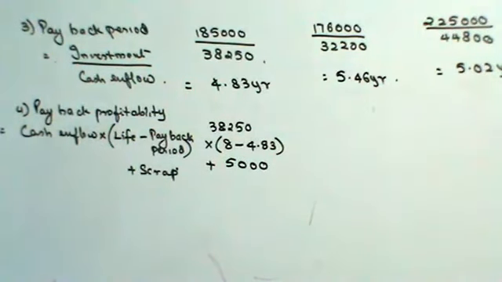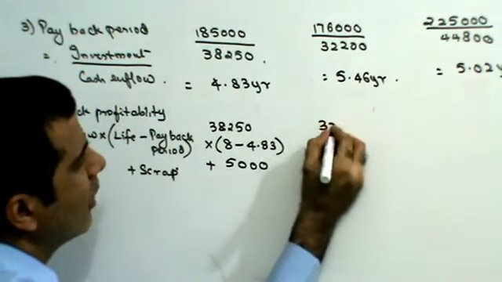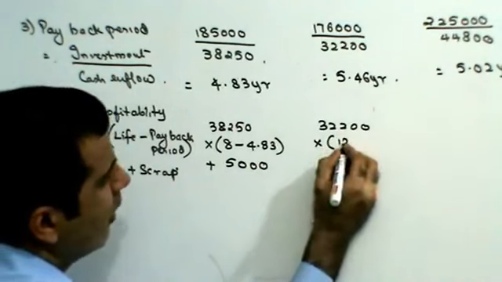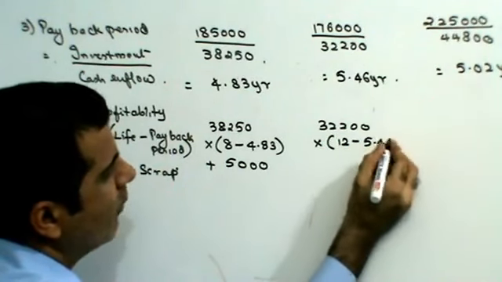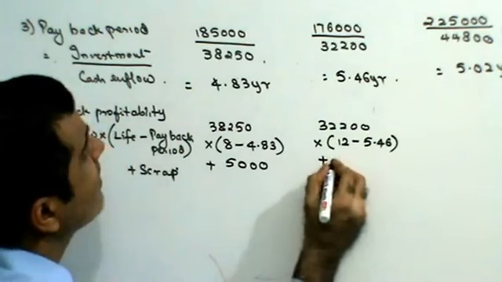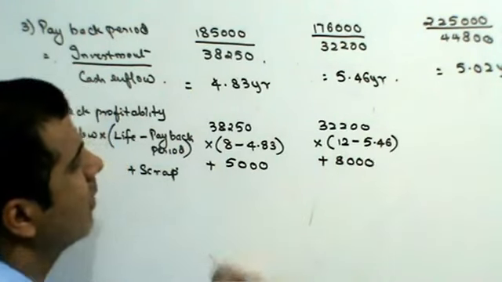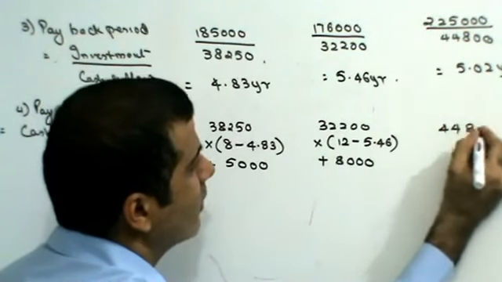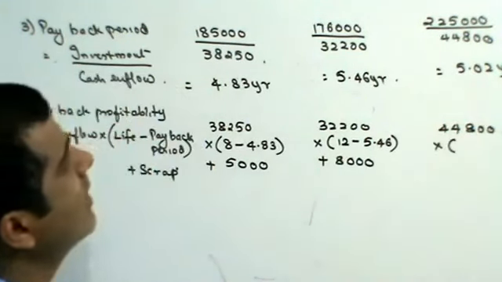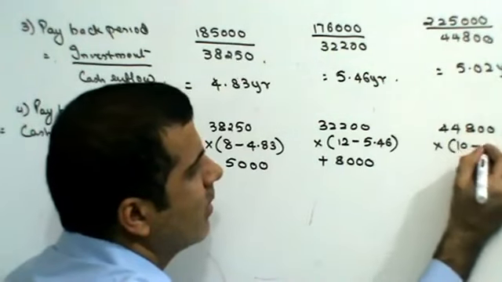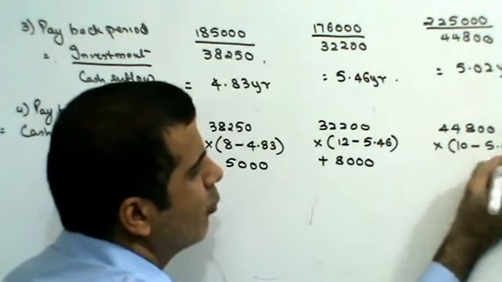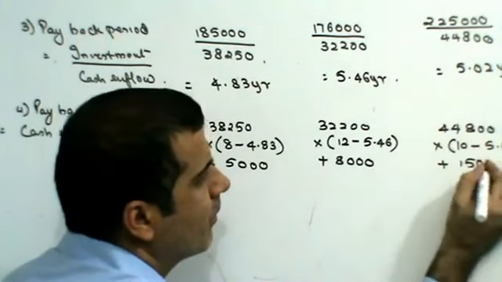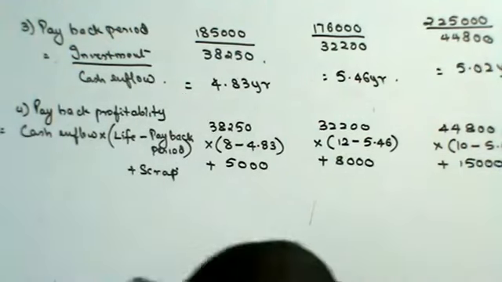Similarly, for machinery B, cash inflow is 32,200. Estimated life is 12 years minus 5.46 years plus scrap value is 8,000. In case of machinery C, cash inflow is 44,800 into estimated life is 10 years, payback period is 5.02 years plus scrap. Scrap is 15,000. So someone will have to get me this.